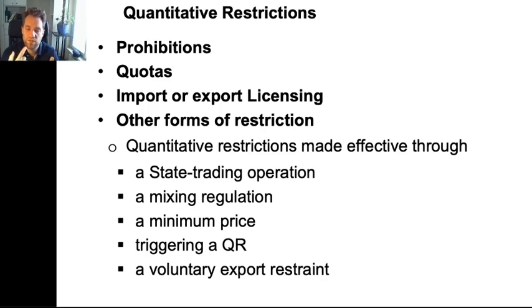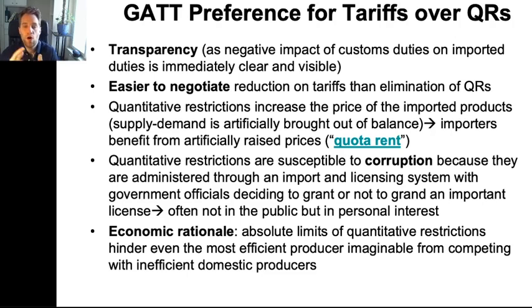this connection. If a QR is made effective through a state trading operation, if it constitutes a mixed regulation, a minimum price requirement, triggering a quantitative restriction, or a VER, a voluntary export restraint that is, upon closer inspection, often not as voluntary as it may seem. Good. Before we start with the legal aspects, we'll discuss why the GATT prefers tariffs over QRs. There's a number of reasons for that.